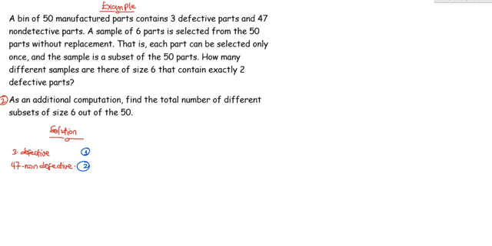Relating this to the multiplication rule, if you have an operation to carry out, in this case our operation is to select a sample of size 6 that contains exactly 2 defective parts, and the operation has a number of steps, in this case 2 steps, and there are n1 different ways to carry out step 1, then n2 different ways to carry out step 2, then the total number of ways to carry out the operation will be the product of the number of ways for these 2 steps.